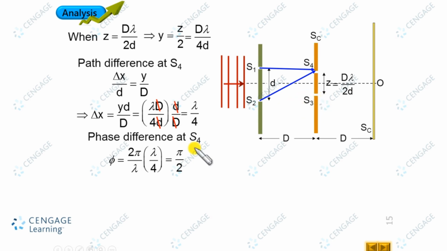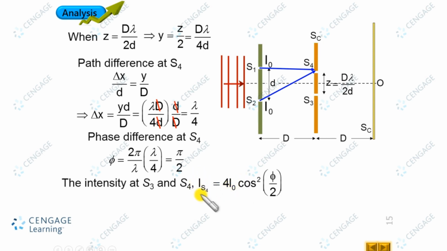Now let us calculate the intensity at either S3 or S4. We can write the formula, that is 4 I naught cos square phi by 2. Let us assume the intensity of the light coming out from this slit and this slit is I naught and I naught. Now we can write this expression: the intensity at S4 equals 4 I naught cos square phi by 2.